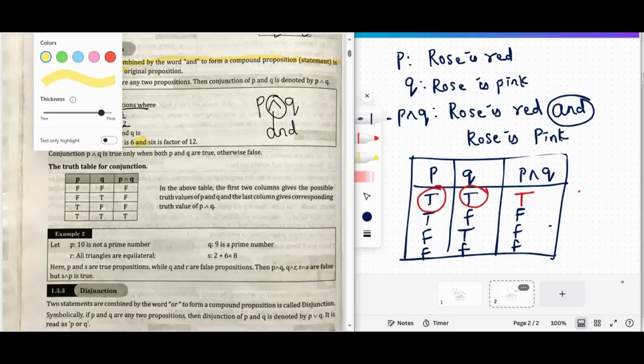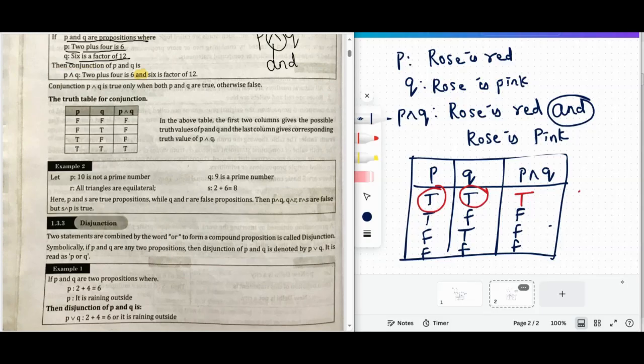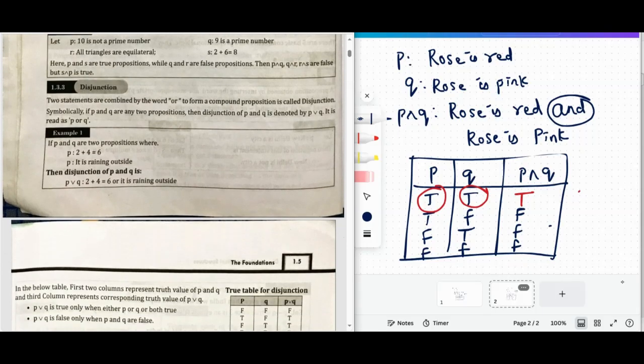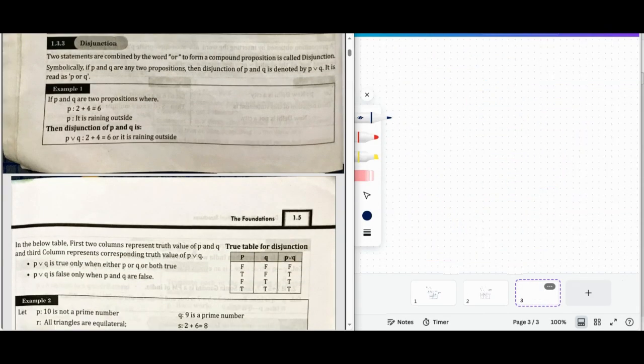Then, moving on to the next one, the next connective is disjunction. What is disjunction? If two statements are combined by the word "or" to form a compound proposition, it is called a disjunction. So when we connect two statements by using the word "or", it is called a disjunction.